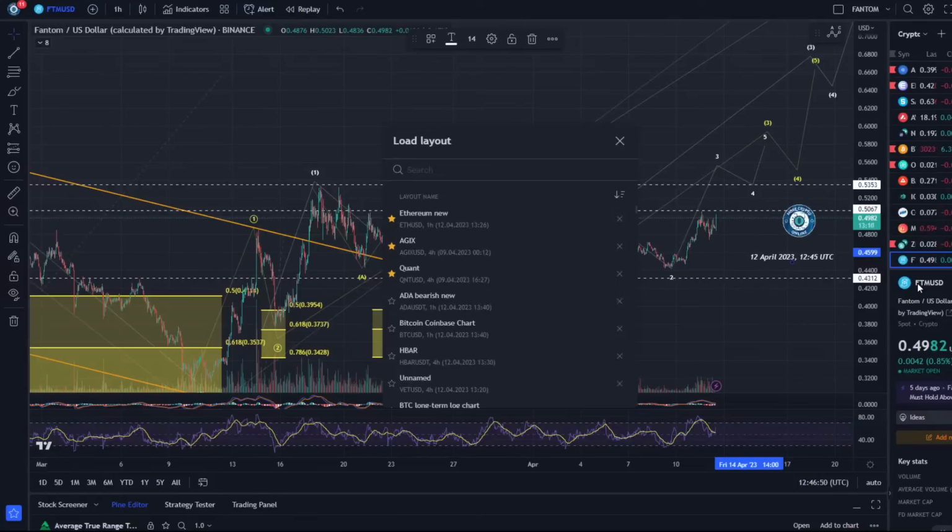So I did want to have a quick look at Injective. Is it Injective Protocol? I think I've got a chart somewhere.